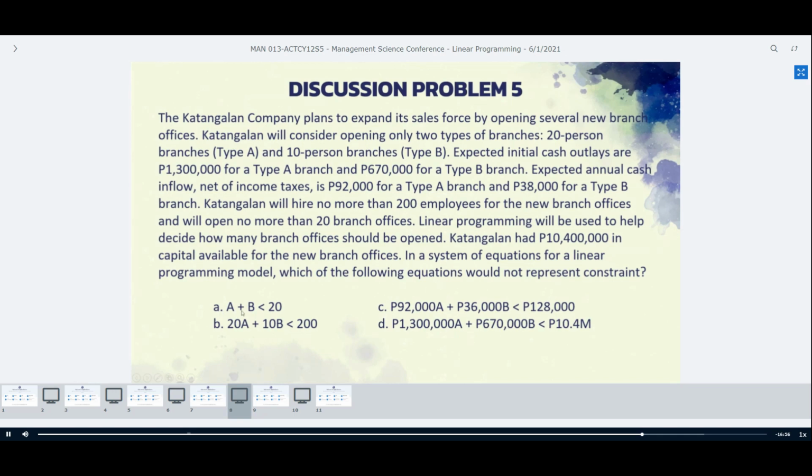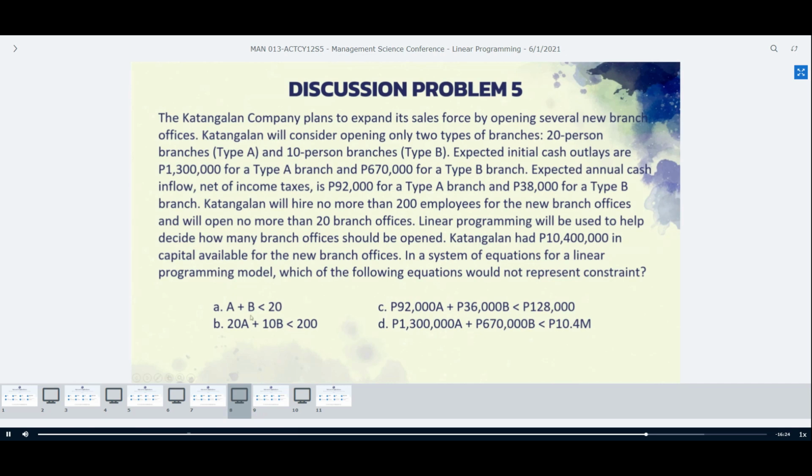A plus B is less than 20. Ano dyan yung possible na tinatanong, no? So, ito yan, no? Will open no more than 20 branches or 20 branch offices. So, office ng A and office ng B, sabi no more than 20. So, is less than 20. So, correct ba to o hindi?